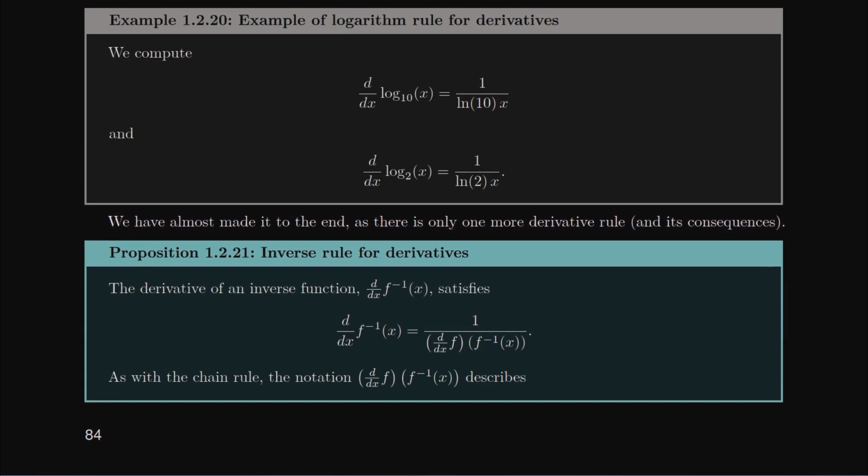Okay, so let's look at an example of the logarithm rule for derivatives. Classic case: if I want the derivative of log base 10, that's going to be 1 over log 10 times x, or the derivative of log base 2, 1 over log 2 times x.